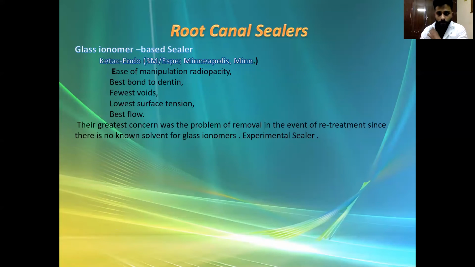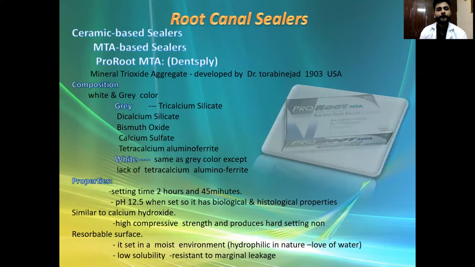So next, coming on to glass ionomer based sealer, we have Ketac Endo. The advantages are ease of manipulation, radiopacity, best bond to dentin, fewest voids, lowest surface tension, and the best flow. Their greatest concern was the problem of removal in the event of retreatment, since there is no known solvent for glass ionomers. It is an experimental sealer.